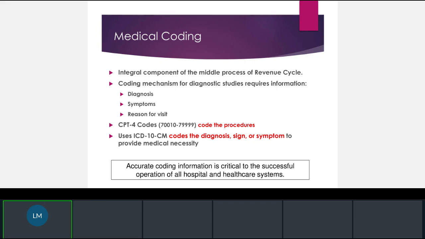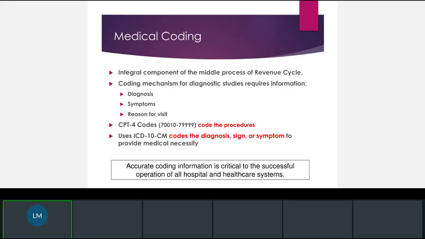So the CPT codes, okay, it stands for Current Procedural Terminology, and it's the 4th edition. Those are the codes they're currently using. So the CPT code is a code for the procedure that you're doing. And those numbers, 70010 to 79999, all of those are diagnostic and therapeutic numbers that correlate to either radiology, nuclear medicine, ultrasonography, and radiation oncology.